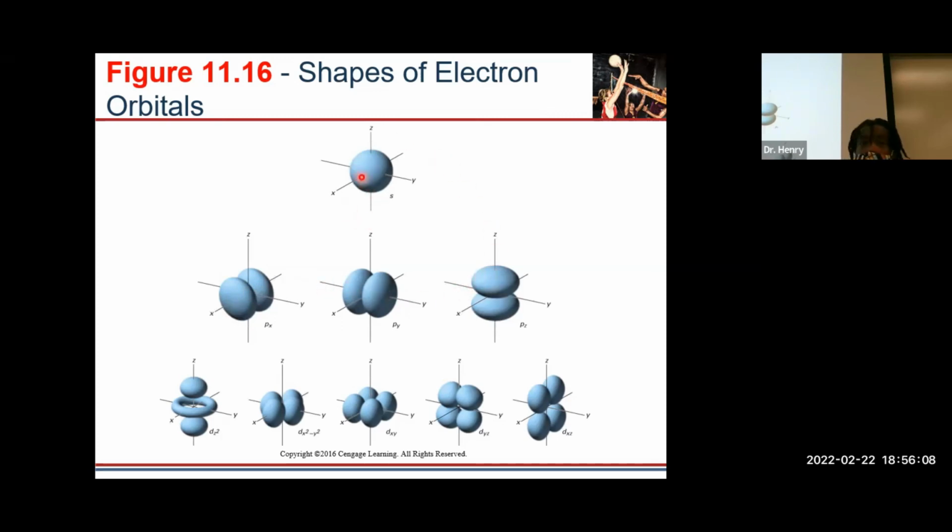That's the S. No. This one here? So that's the P. That's one of the orbitals for P. P has 3 different orbitals, one for the X direction, one for the Y direction, and one for the Z direction. Right?